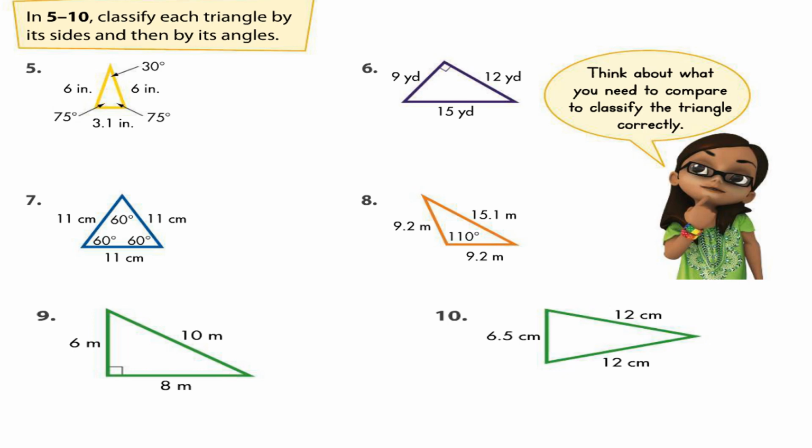The next question: classify each triangle by its sides and by its angles. Question 5: if you look at the sides, only two sides are the same, which are 6 inches, and the other side is different, which is 3.1. So only two sides are the same, so this triangle is an isosceles triangle. It is also acute, because all of the angles measure less than 90 degrees, so it is an acute triangle. Question 6: all of the sides are different, so this triangle is a scalene triangle, and it is a right triangle because there is a right angle in the triangle.